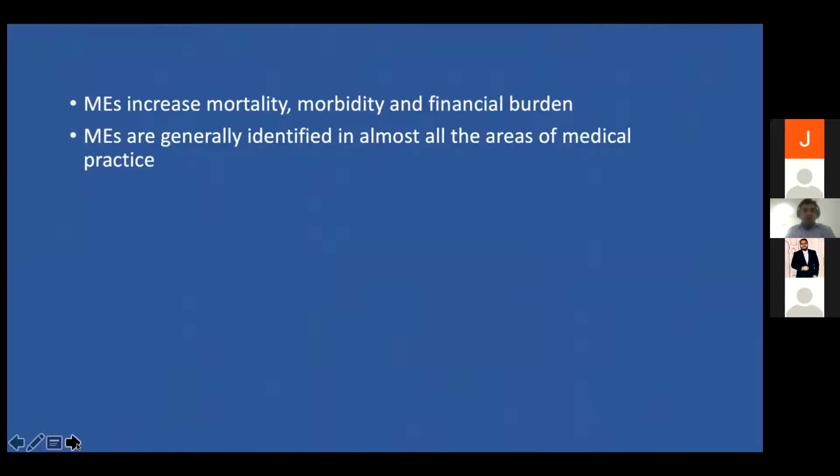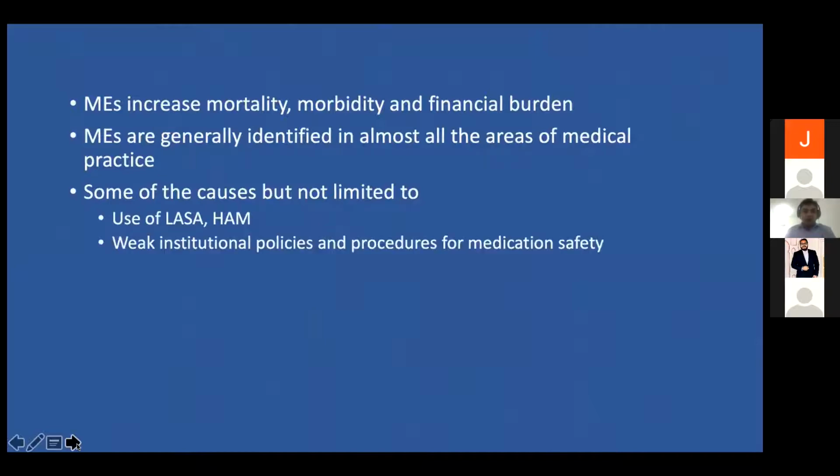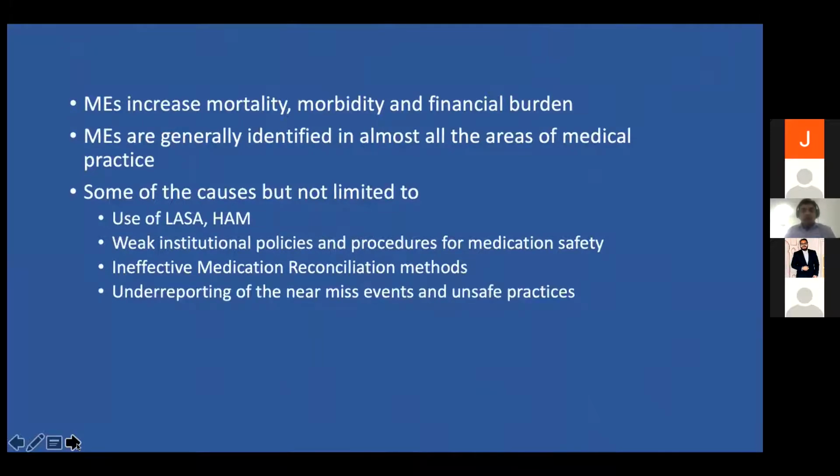Medication errors are generally identified in almost all areas of clinical practice. Some of the causes, which are not limited to these, include the use of look-alike, sound-alike medications, high-alert medications, and, in some institutions, weak institutional policies and procedures for medication safety, ineffective medication reconciliation methods, and under-reporting of near-miss events and unsafe practices.